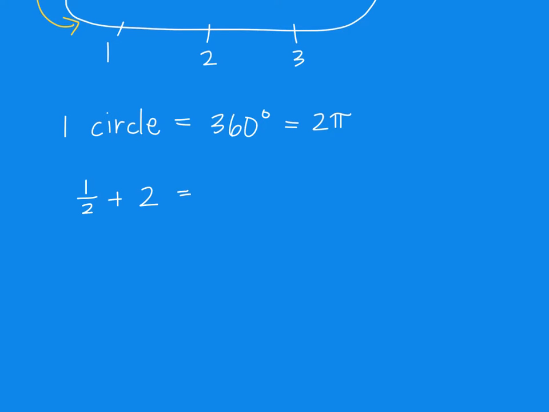Okay, common denominator. Which one has to change? The 2. And what do you change it into? 4 over 2, right? And then you get 5 over 2. Well, the same thing works in pi. Throw a pi on there and it still works the same way.